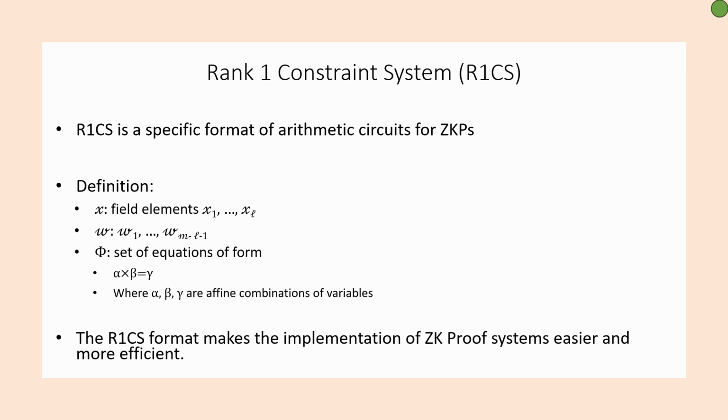As I mentioned previously, R1CS is a popular format of arithmetic circuits used in ZK proof implementations. The R1CS format is defined as X, which is the set of public inputs, W, which is the set of private witnesses, and most importantly, the circuits implement equations with the form alpha times beta equals gamma, where alpha, beta, and gamma are affine combinations of variables. Any circuit can be turned into the R1CS format, and the benefit of R1CS is that it makes the construction of complex gates easier, and why it is preferred and used in many SNARKs.